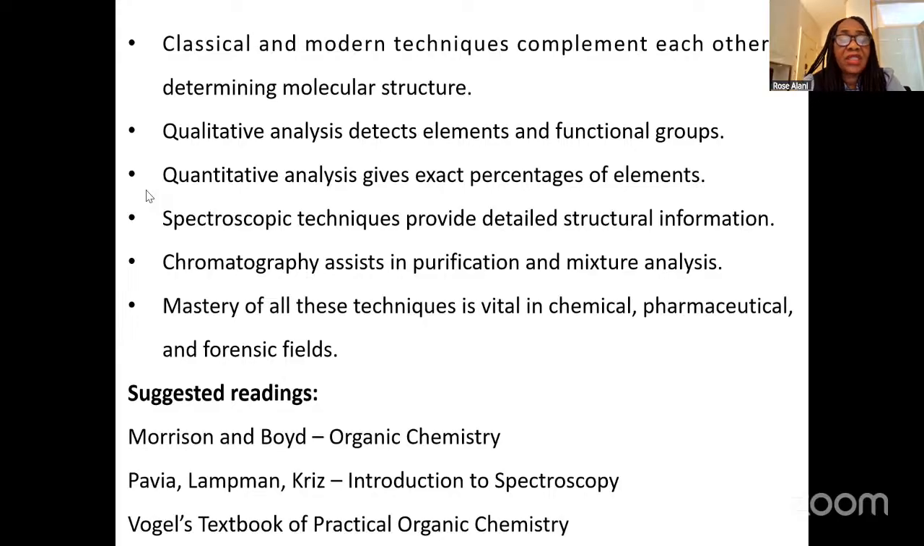So I'll also suggest some books for you to read: Morrison and Boyd, Abia Labman, and then Vogel's. You can still read this, and it will be very useful in giving you a good understanding of this topic.